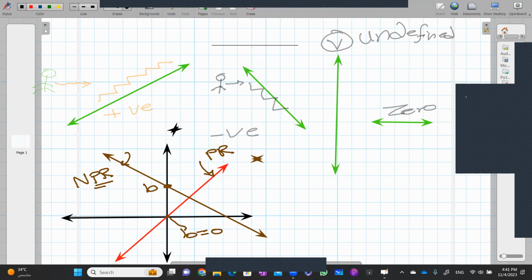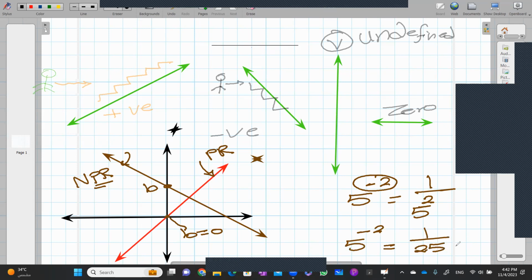Okay, also we have here, if I say 5 exponent negative 2, what does this mean? This means we will divide by 5 exponent positive 2. We divide by the negative exponent, meaning divide by 5 exponent 2. Then 5 exponent negative 2 means 1 over 5 times 5, 1 over 25.